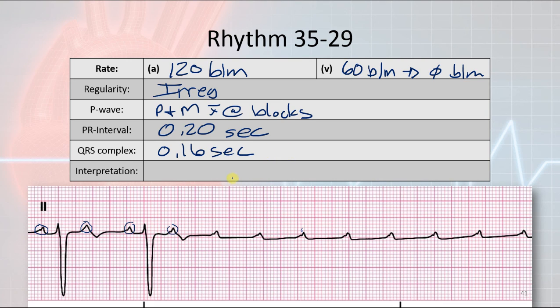So the underlying rhythm here is a sinus tachycardia based on the rate with a second-degree heart block type 2 into ventricular standstill.